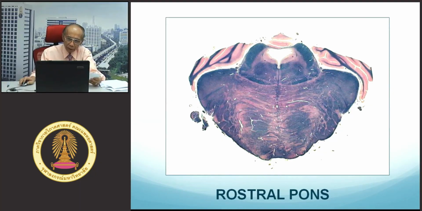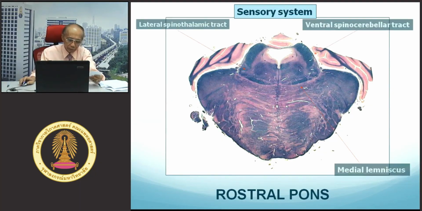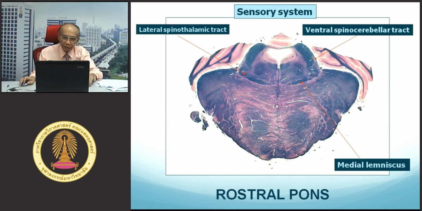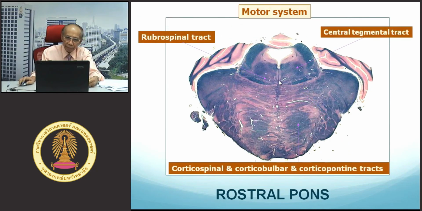Next is the rostral pons level. The sensory system includes the lateral spinothalamic tract, the medial lemniscus, and the ventral spinocerebellar tract, crossing around the brachium conjunctivum. The motor system includes the rubrospinal tract, central tegmental tract as extrapyramidal system, and the pyramidal system here includes the corticospinal, corticobulbar, and corticopontine tracts.